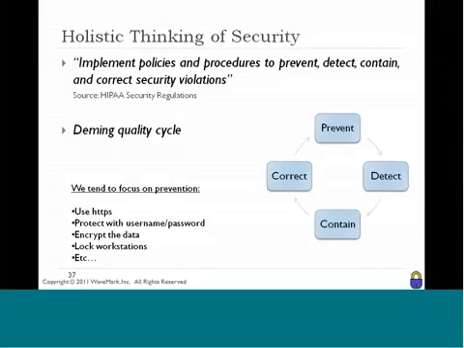However, I like this as a better definition of how to think of security, in terms of a Deming quality cycle. Essentially, you prevent, but while you're preventing, you also try to detect breaches. If you find breaches, you contain them to limit their damage, and then you create corrective actions so that they don't happen again. So again, it's a cycle of preventing, detecting, containing, and correcting. And actually, there's a statement in the HIPAA security regulations that says implement policies and procedures to prevent, detect, contain, and correct security violations.